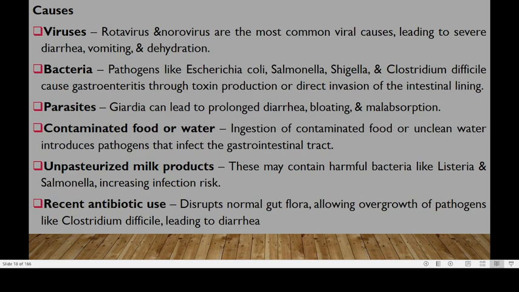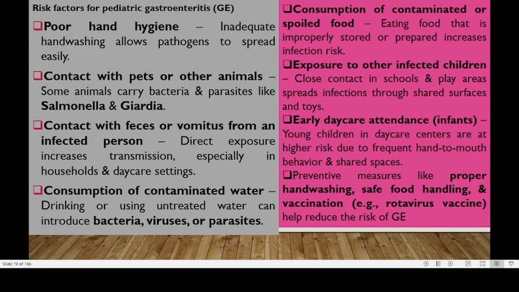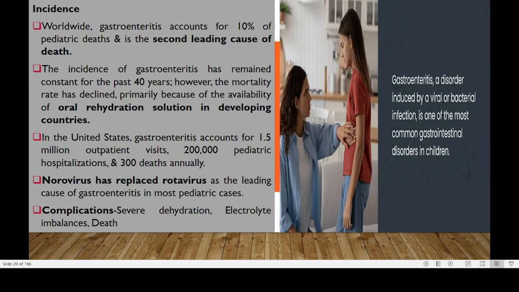If it is bacterial, then you have to suspect E. coli, the Escherichia coli, or Salmonella, Shigella, or Clostridium difficile. For parasites, you could have Giardia lamblia, which can lead to prolonged diarrhea, bloating, and malabsorption. Other conditions include contaminated food or water, unpasteurized milk products, and recent antibiotic use. Of course, poor hand hygiene, contact with pets and other animals, contact with feces and vomitus from an infected person, and consumption of contaminated water are some of the leading risk factors of this condition.